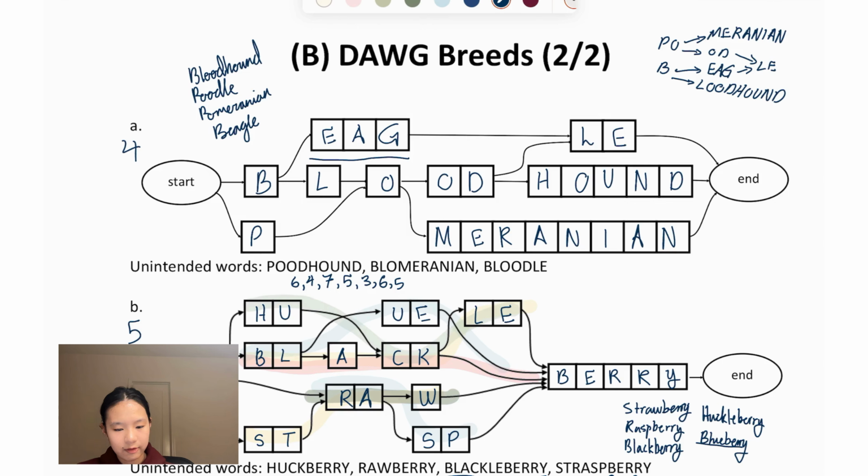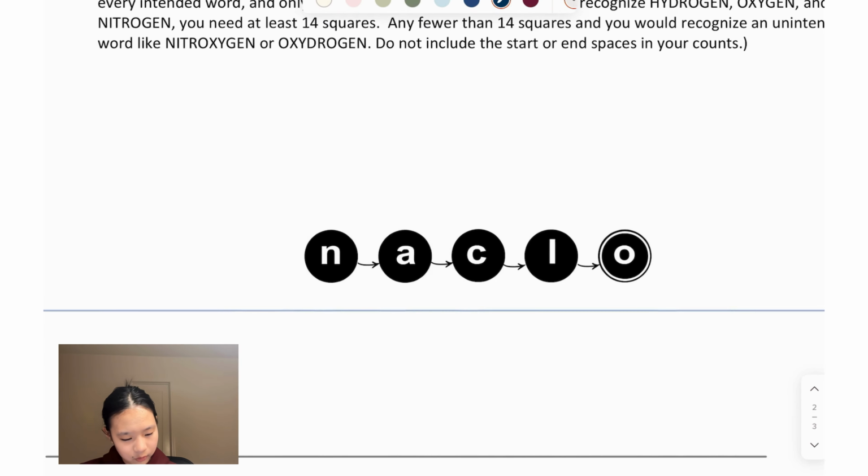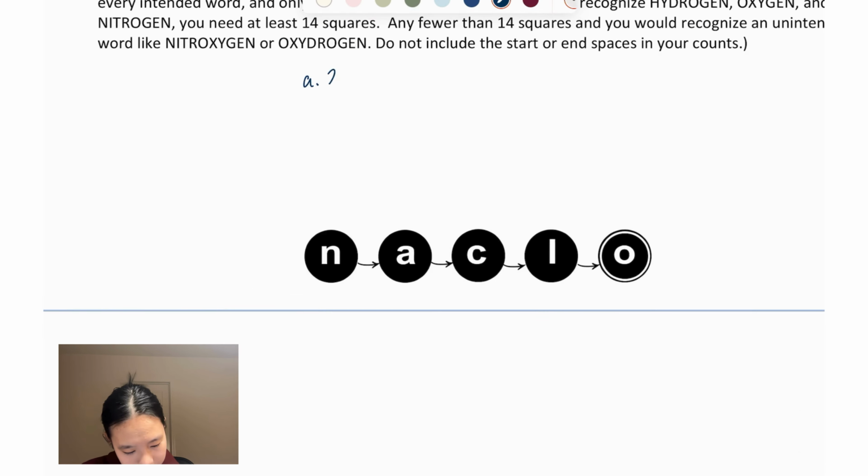So here we have bloodhound, we have beagle, we have poodle, and we have Pomeranian, but we don't have anything like poodhound, Pomeranian, or bloodo. So I think this is probably going to be the solution, and this has 27 spaces. So for part A, the squares needed are 27.